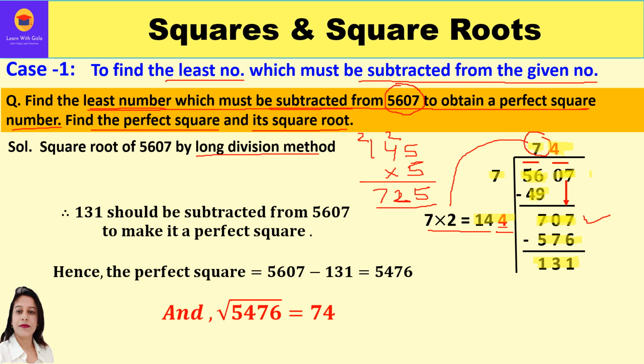Now I have no more periods left over here. I have a remainder of 131. So basically why has this remainder come? Because while finding the square root of 5607, this is something extra included in it. That's why it is not a perfect square number. So we conclude that 131 should be subtracted from 5607 to make it a perfect square.